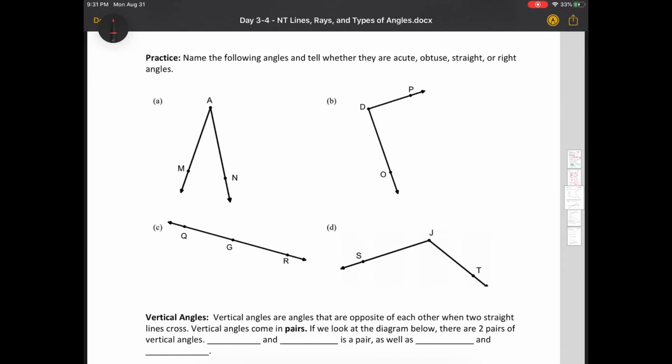So to go over these, what types of angles are they? Acute, obtuse, straight, or right? Let's take a look. This angle kind of looks like it's less than 90 degrees. So we could say that angle MAN, let's properly name them, or angle NAM is acute. It's less than 90, right?